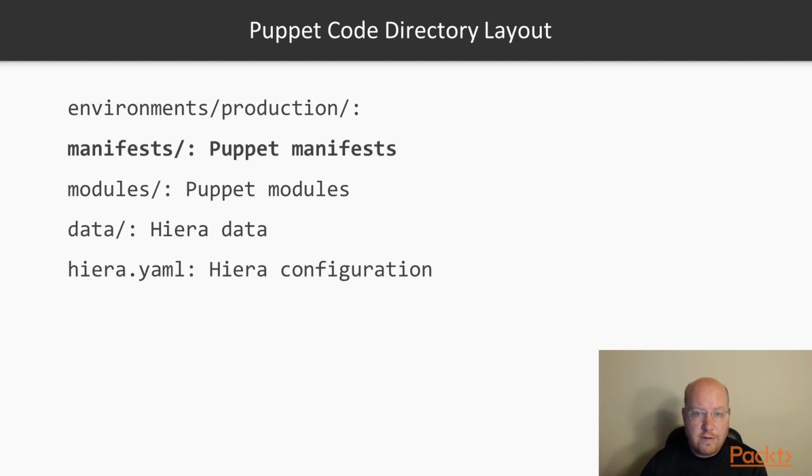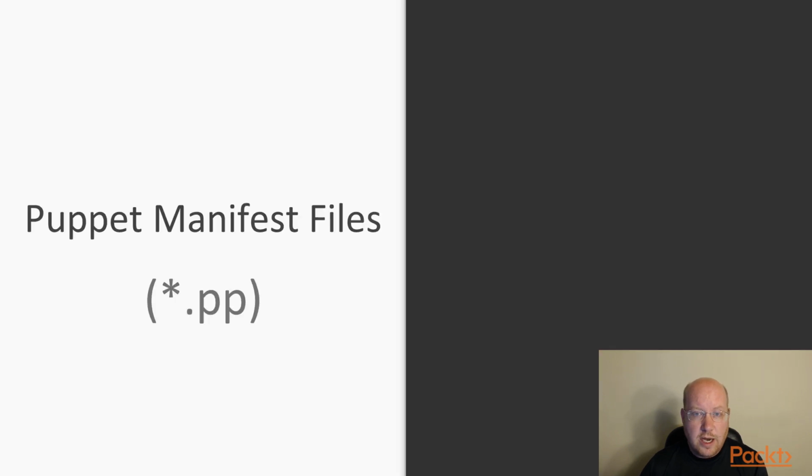So inside the manifests directory, that's really the top level or the main place where Puppet starts when it's running the environment for a particular node to apply configuration to a particular node. Now, the files in that directory are in a Puppet code format. They have a .pp extension, so they're written in the Puppet language.